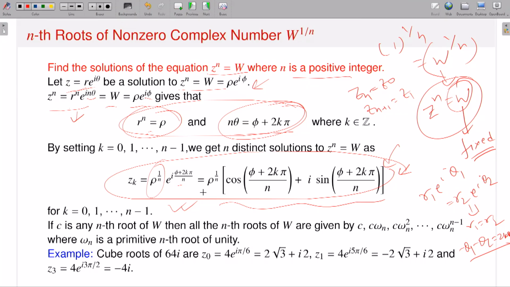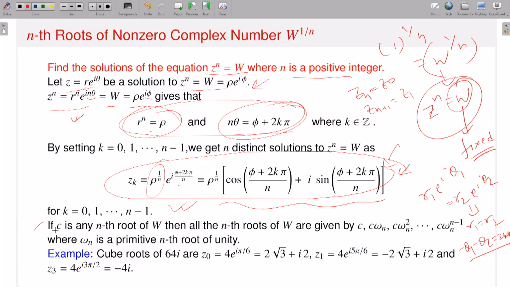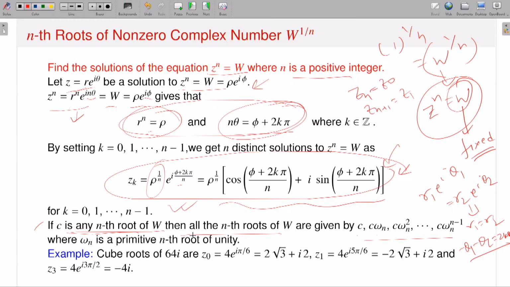Now there is another fact. Earlier, in terms of the primitive root, I could write all the nth roots of unity. Similarly, if c is any nth root of w, whether z_0, z_1 or whatever, then all the nth roots of w can be written as c, c omega n, c omega n squared, up to c omega n to the power n minus 1. Here c is any root of the equation z to the power n is equal to w, and omega n is the primitive nth root of z to the power n equal to 1, which I discussed in my last slides.